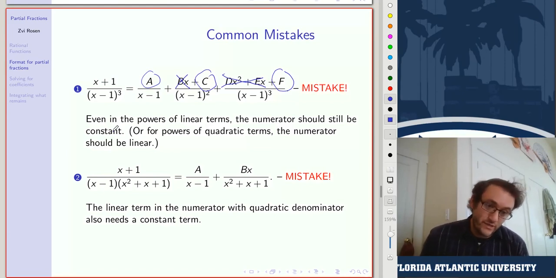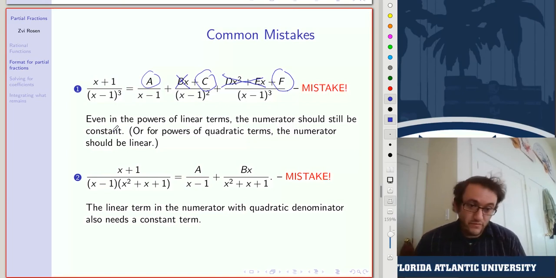And the analogous situation is true for quadratic terms. The numerator should always be a linear term, even if the quadratic is raised to a power. Okay, another problem that I see is, as in part 2, that someone will remember to have the constant over the linear and a linear over the quadratic, but they'll forget that there should be a constant term here. Okay, every linear term in the numerator needs a constant term.